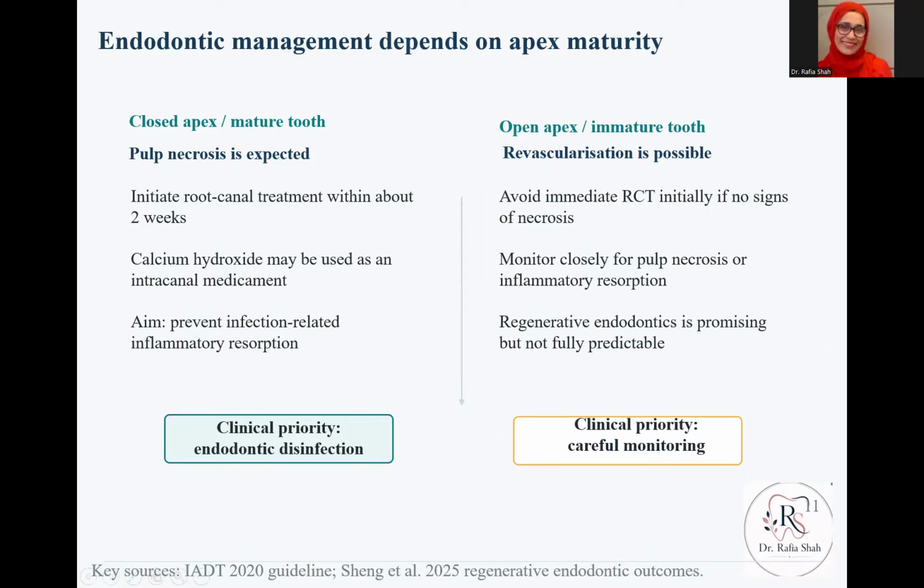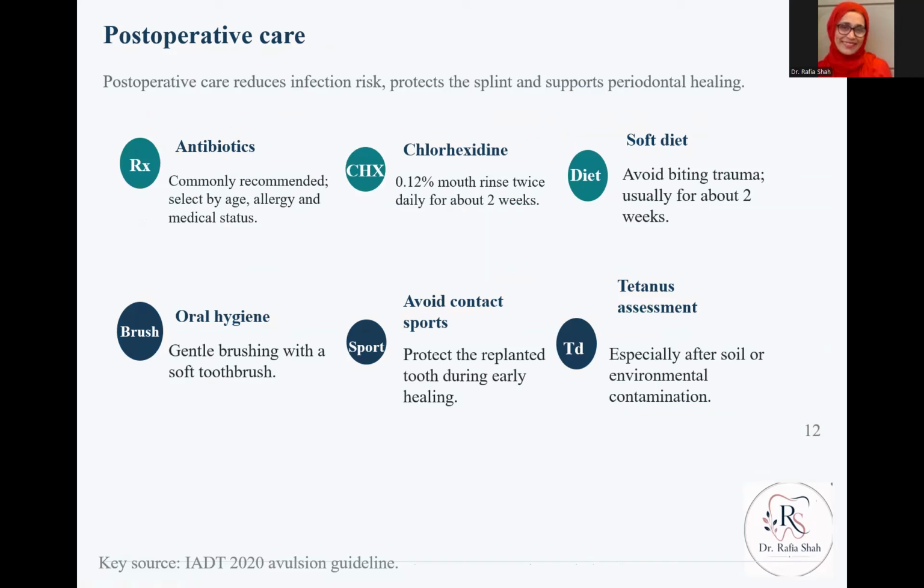So if the tooth is prone to necrosis, perform root canal treatment when the apex is closed. But if the apex is open, the tooth is immature, and we know that there is no sign of necrosis, we avoid immediate root canal treatment. We monitor the patient. After careful evaluation, we will think about whether we should go for it or not.